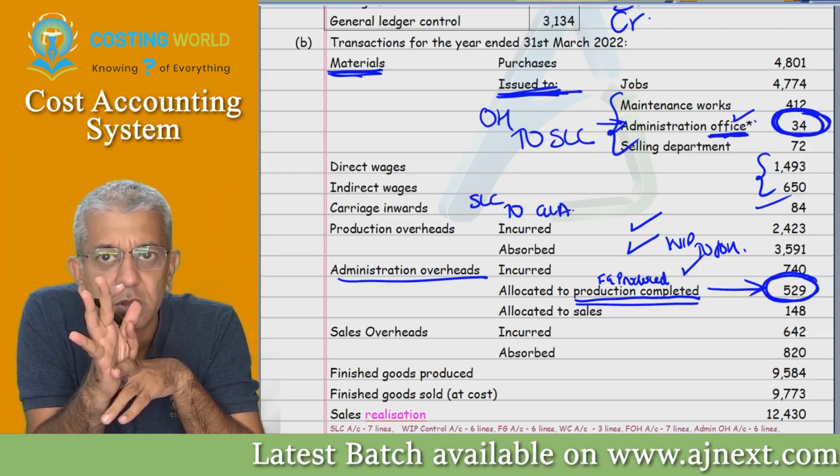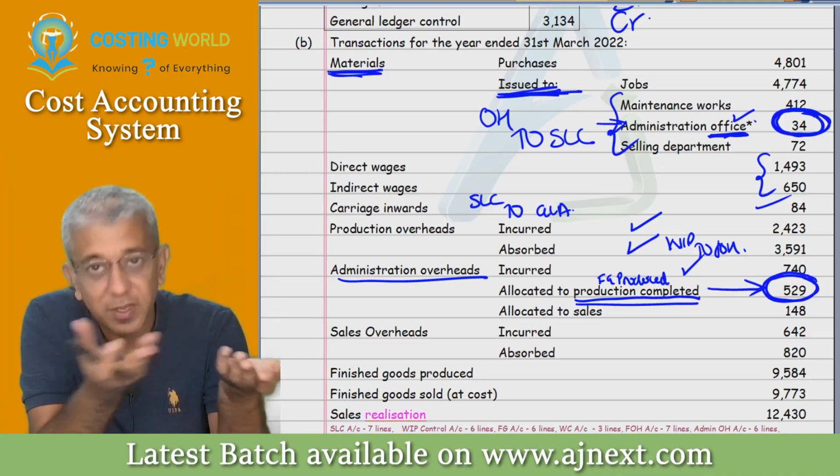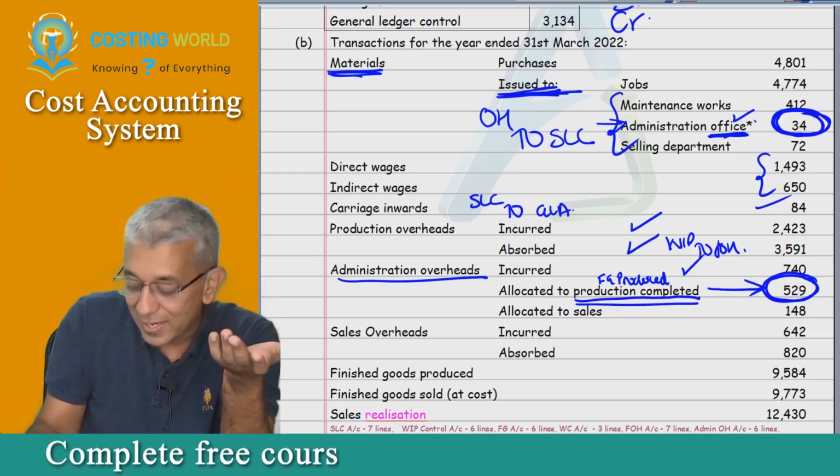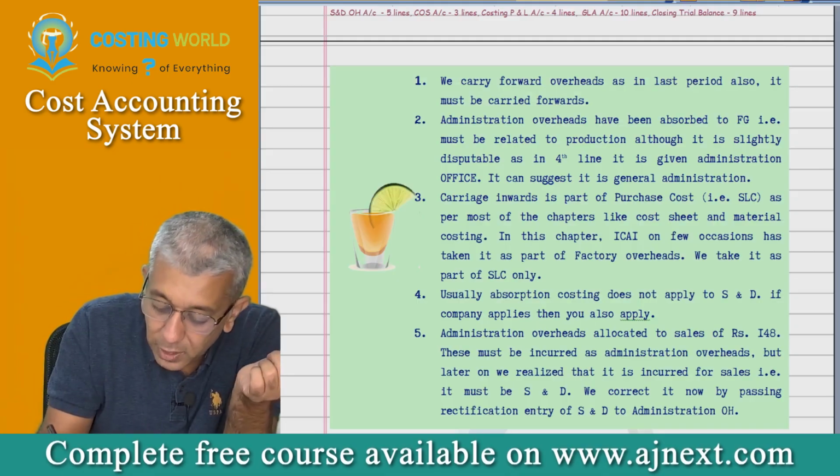You all understood this? Now these things are not my fault, boss. These are the faults of the institute. I cannot be helping. Maximum I can try to educate them by educating you all, and I've written that particular note over here.